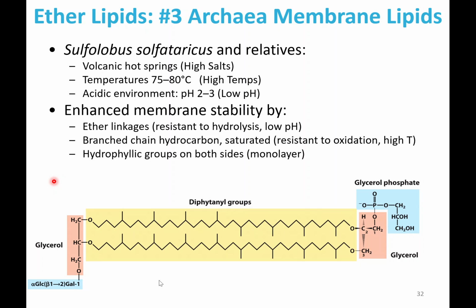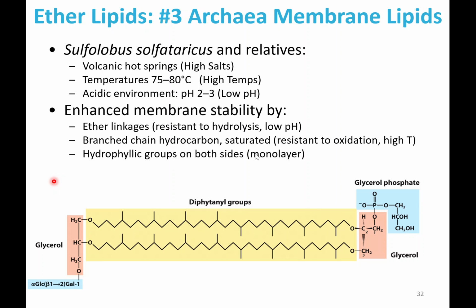And why is this better for these organisms? Well, the ether linkages are resistant to hydrolysis, so that helps at low pH. These branch chain methyl groups in the hydrocarbon are resistant to oxidation, so there's no oxidation that would occur at, say, a double bond there. So that's better at high temperatures.